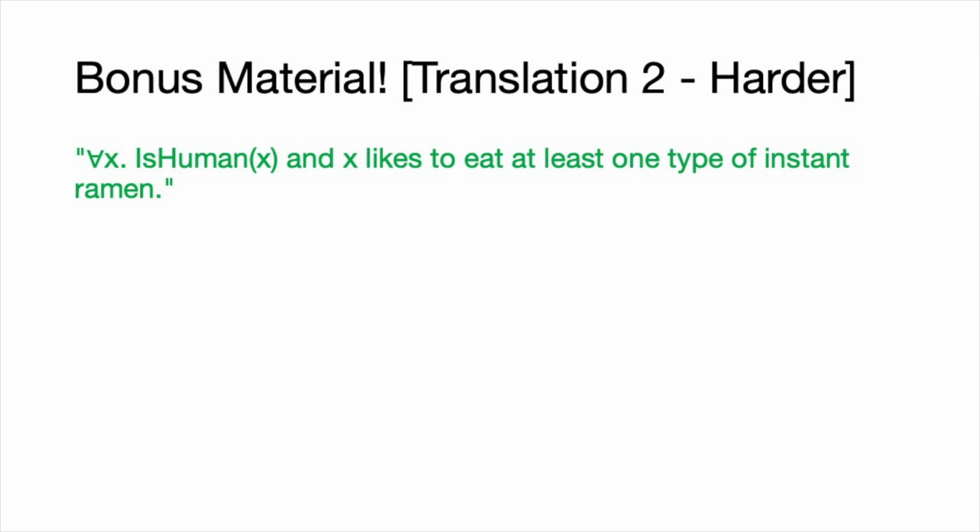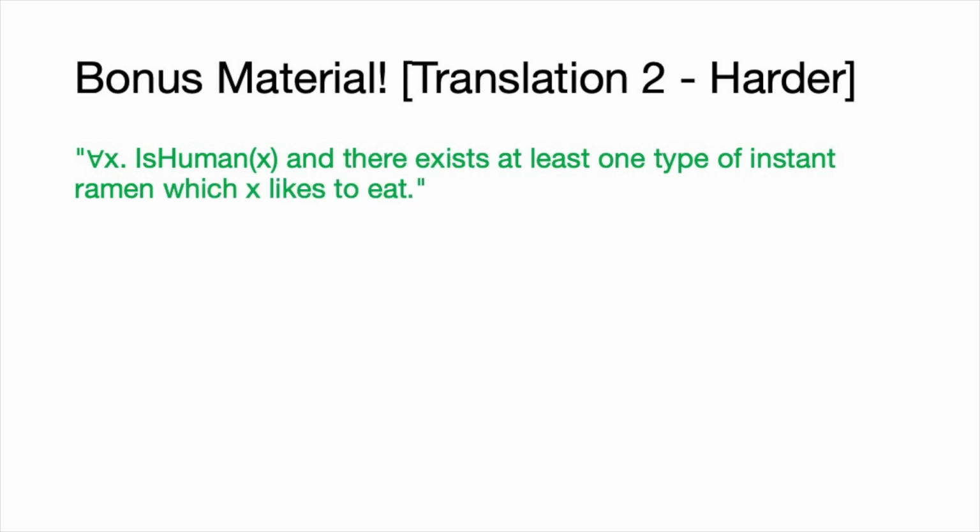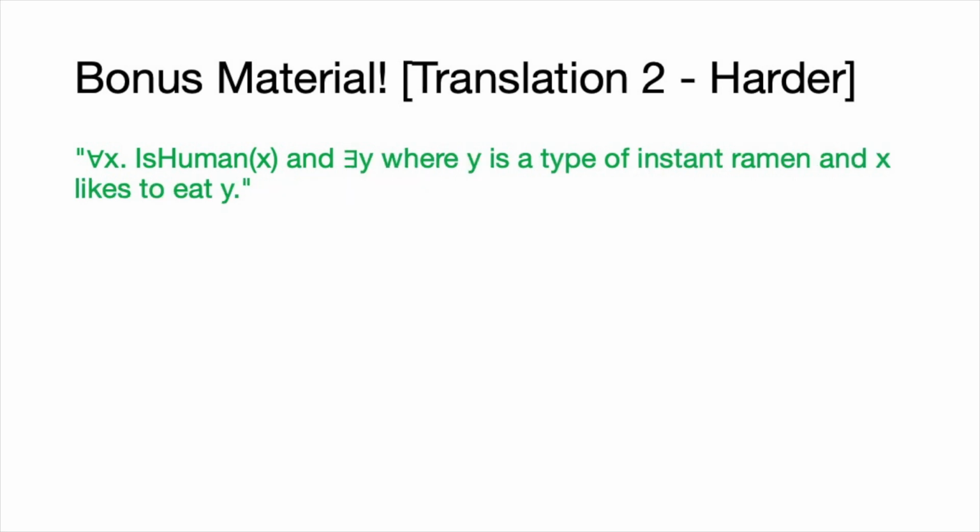We have already determined that the human is a "for all" statement, but now we need to determine if the instant ramen is "for all" or "there exists." Fortunately, we see the keyword "at least one" in the sentence. So this clues us that this is a "there exists" statement. And after some rephrasing, we can get the following: there exists at least one type of instant ramen which X likes to eat. And then from here, we can replace "there exists" with the "there exists" symbol.